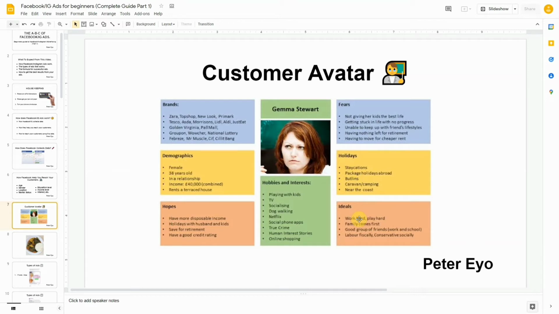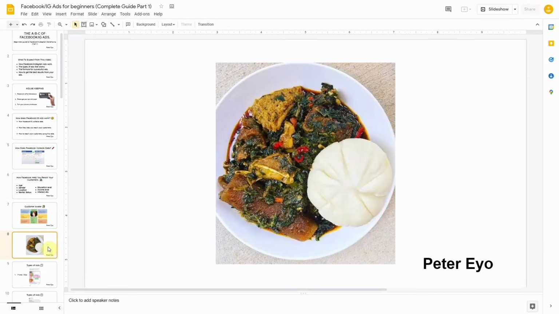You get a lot of results. But let me give you an example of how Facebook helps you reach your customers. Now, this is afang soup, a very sweet meal in the south-south of Nigeria. And please, if you love afang soup, let me know in the comment section. I'm a foodie, I love to eat food. So this is how Facebook will know I love to eat food.